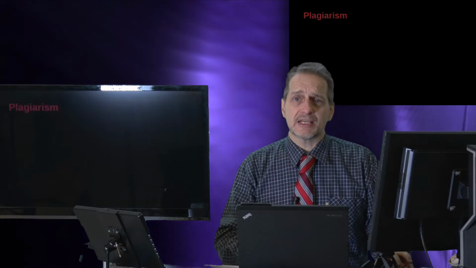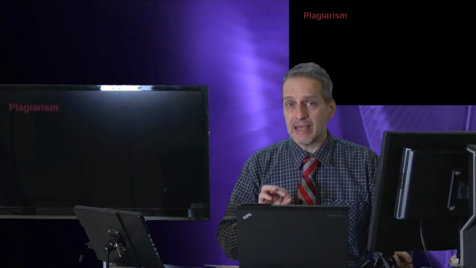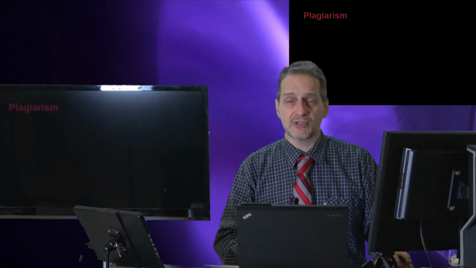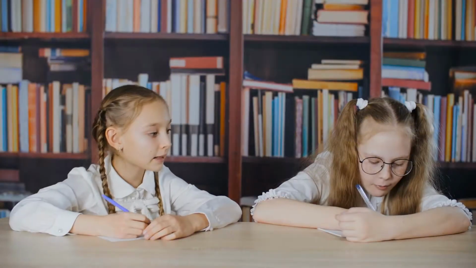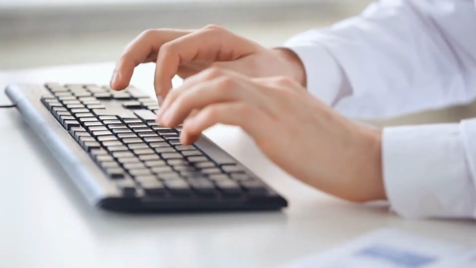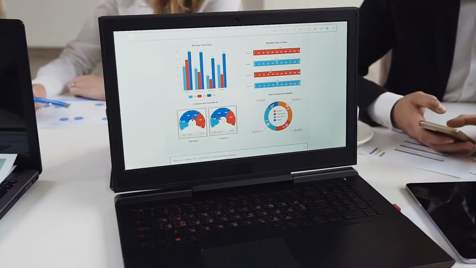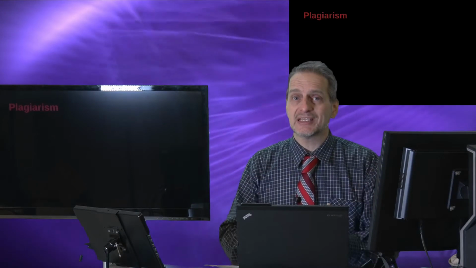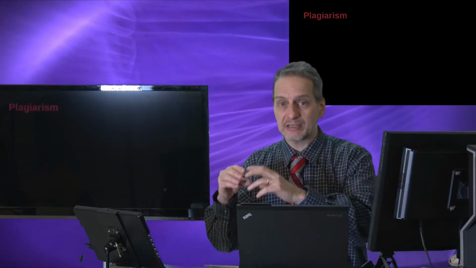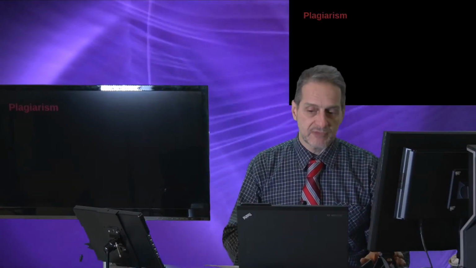The first thing we can touch on is the MLA and APA both discuss plagiarism. What is plagiarism? Well, plagiarism basically comes down to you've copied something, you've put it into your writing, your thesis, your report, or your research paper, and you did not tell the reader that this came from somewhere else.